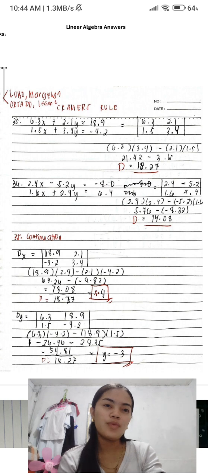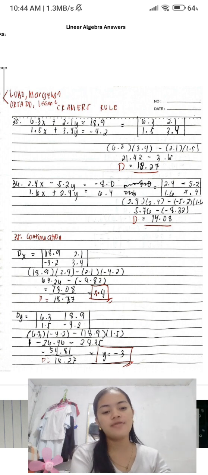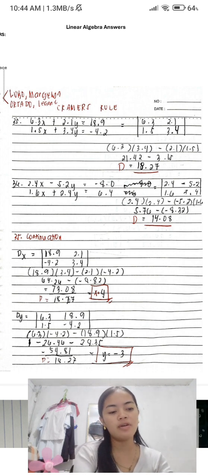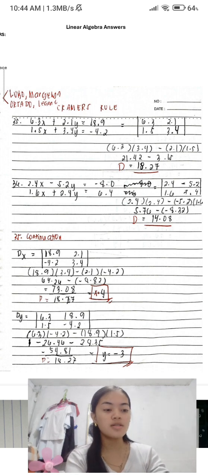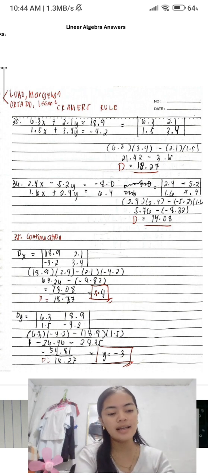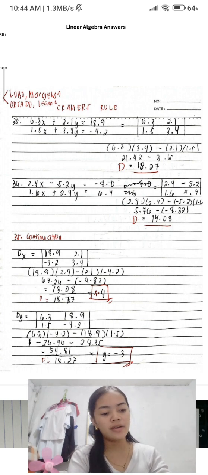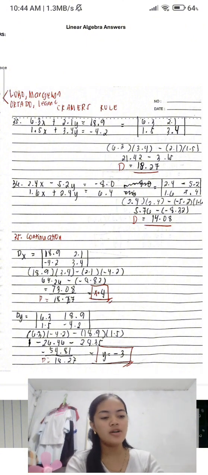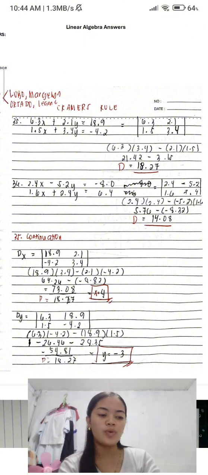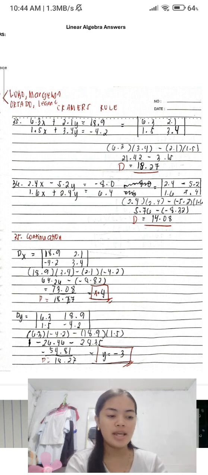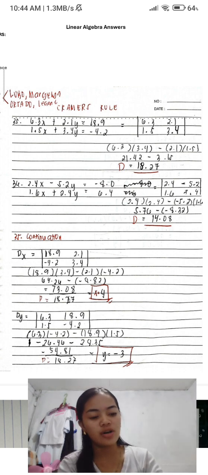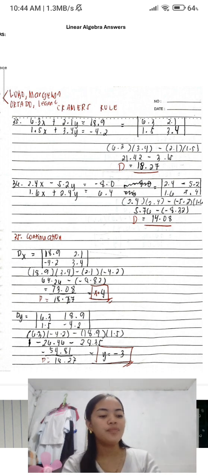The first thing we do is to write it in matrix form. That's why we have 6.3, 2.1, 1.5, and 3.4. We cross multiply diagonally, and after getting the products, we subtract them. So here we have 6.3 multiplied by 3.4, which is 21.42, and 2.1 multiplied by 1.5 is 3.15. After subtracting, we get the answer, which is 18.27.